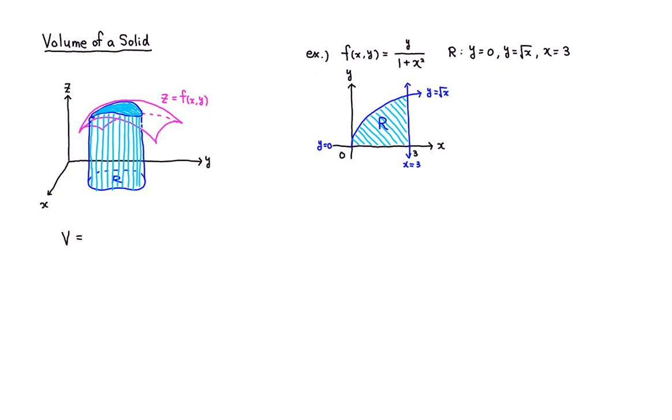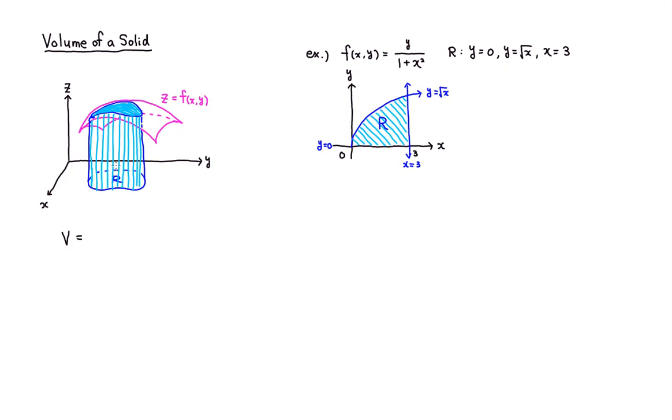All right, let's look at the volume of a solid. Let's say we want to find the volume of a solid below the surface defined by z equals f of x comma y. So it's basically the graph of the function of two variables, and over the region in the xy plane R.